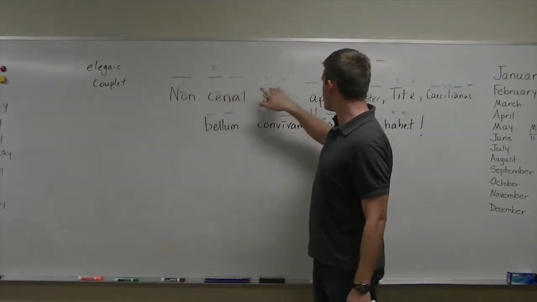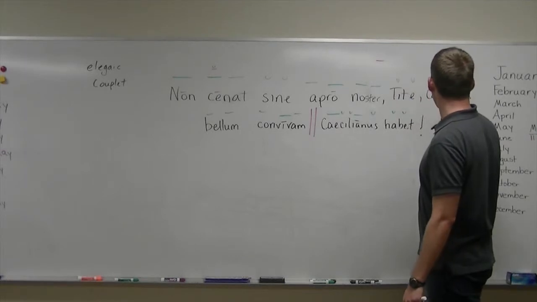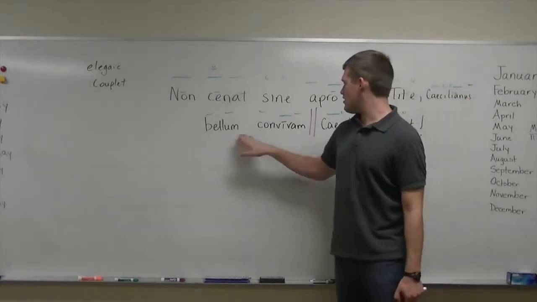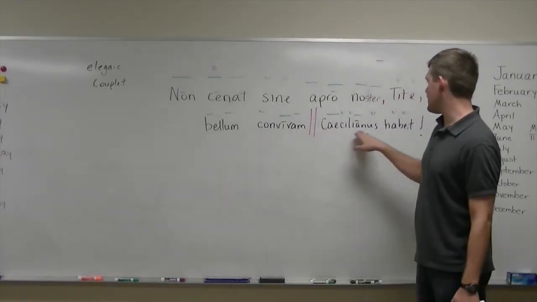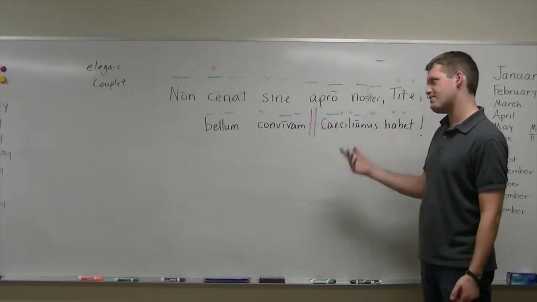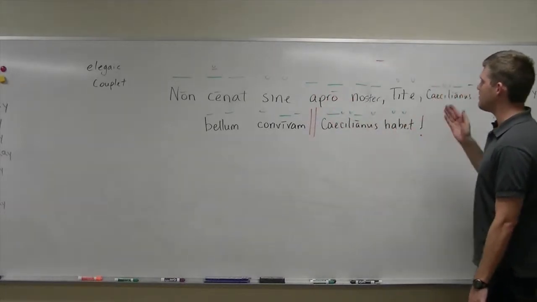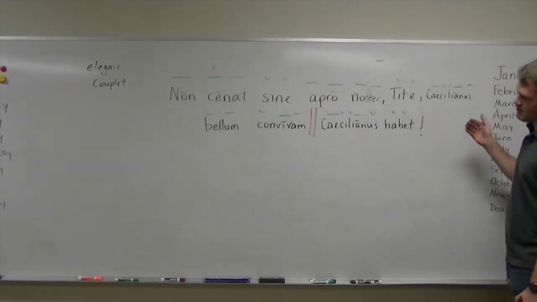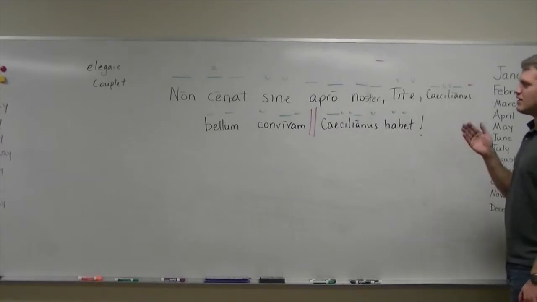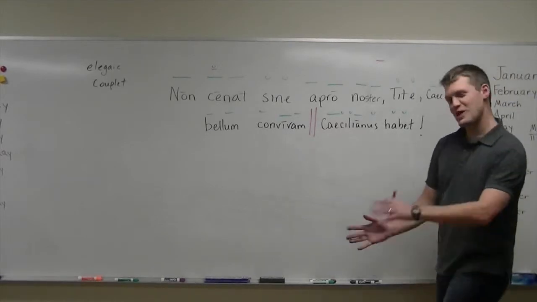Okay, not, sine, a, pro, noster, tite, kai, kilianus, belon, con, we, wom, kai, kilianus, habet, kai, kilianus, habet. So it goes dum dum dum diddy dum dum dum dum diddy dum diddy dum dum dum dum dum dum dum diddy dum diddy diddy. Something like that. Okay. You don't have to worry about it at times.